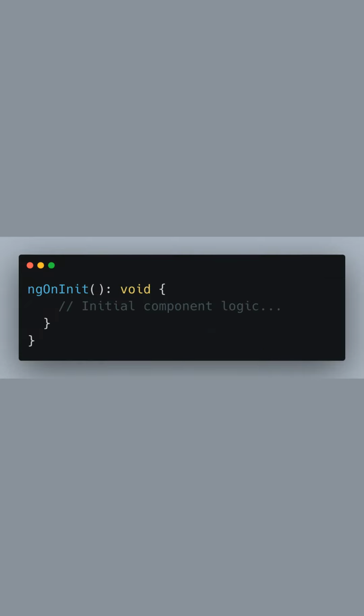Lastly, the ngOnInit method. Although empty here, this would be where you initialize component-related data or perform actions when the component is created. And that concludes our code breakdown for implementing lazy loading with Angular Universal.